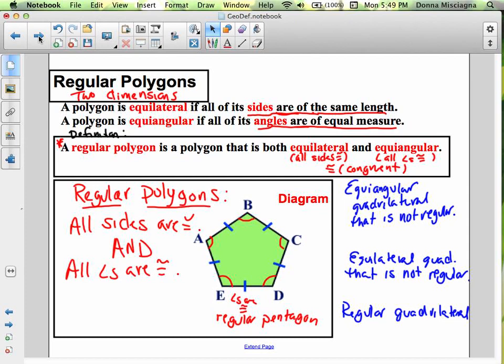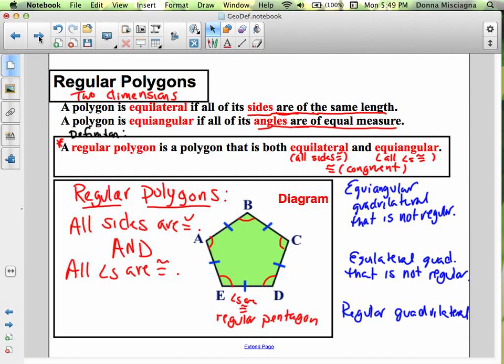Next to the vocabulary, and there's no naming, no diagram. But we may write something in there in a moment. So equiangular means all of the angles are the same measure. Now, some polygons that are equilateral are equiangular, and some polygons that are equiangular are equilateral, but sometimes they're not.